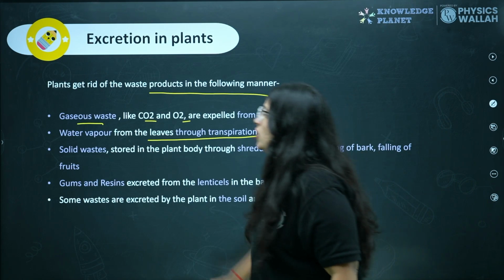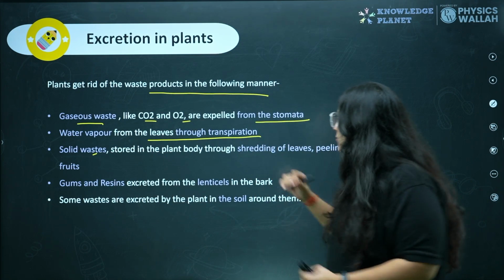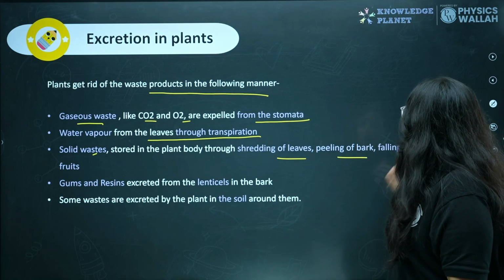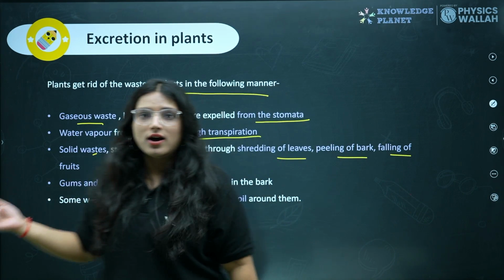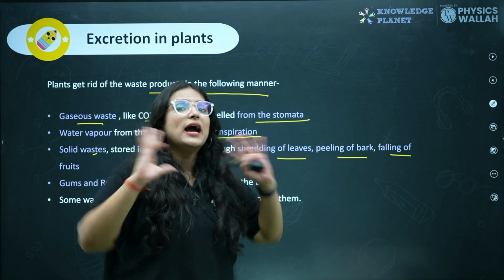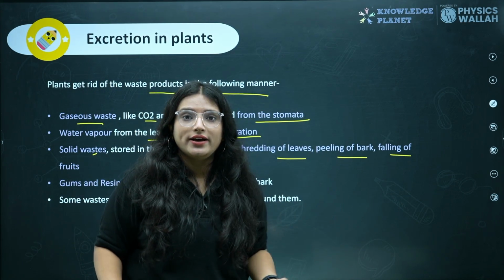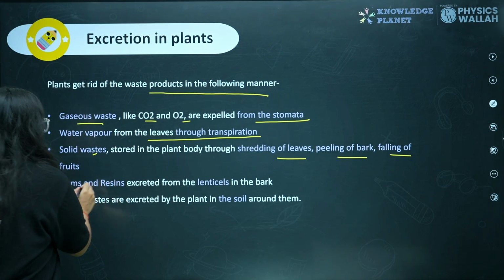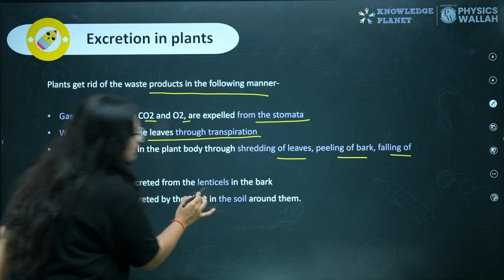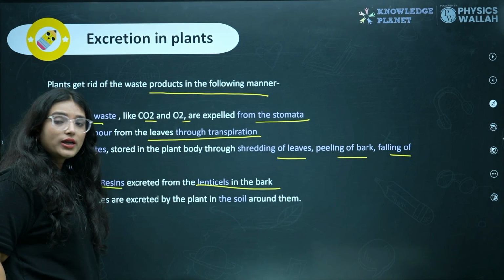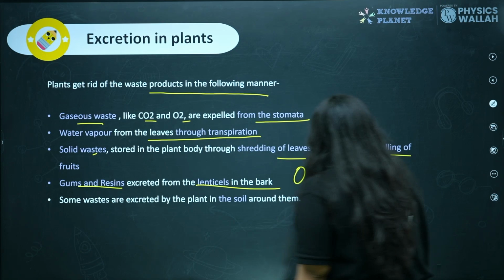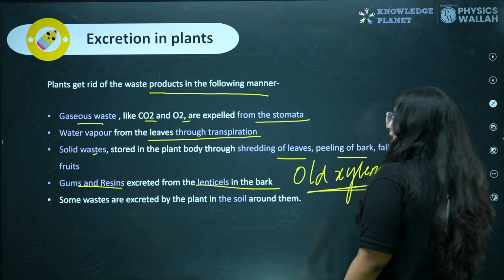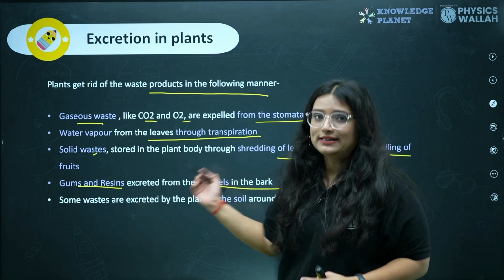Okay, now solid waste is stored in the plant body and can be expelled by the shedding of leaves, peeling of bark, falling off of fruits, etc. Right, you might have seen that at some time the leaves are shed. So that is also a process of excretion by the plants. Now gums and resins are excreted from the lenticels in the bark. But remember that they are stored in the old xylem, then they get excreted from the lenticels.